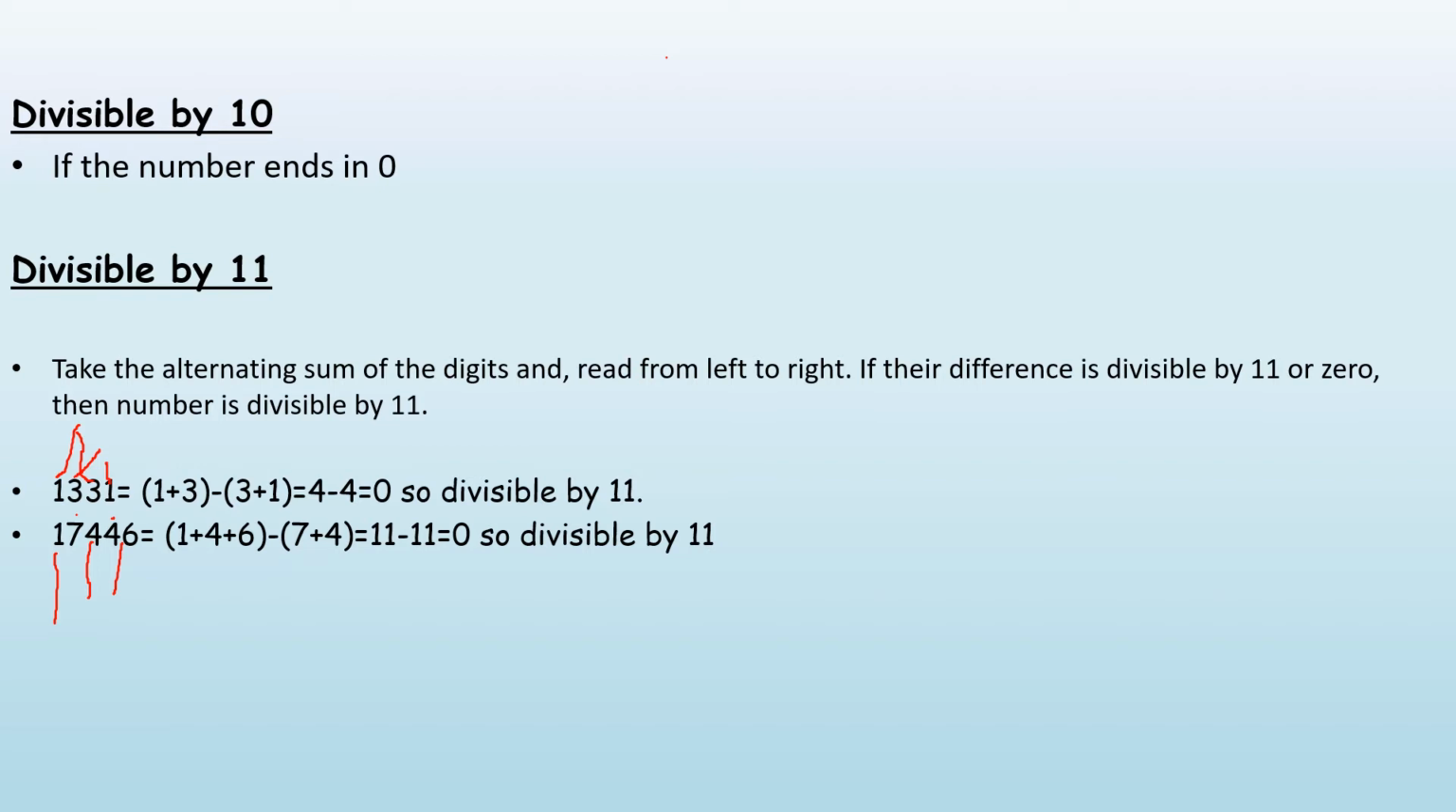Like that, we can calculate for 613,261. 6, 3, 6, you have to add: 6 plus 3 is 9, 9 plus 6 is 15. Minus 1 plus 2 is 3, 3 plus 1 is 4. So 15 minus 4 is equal to 11. So it is divisible by 11. 11 divided by 11 is 1. So 613,261 is divisible by 11.